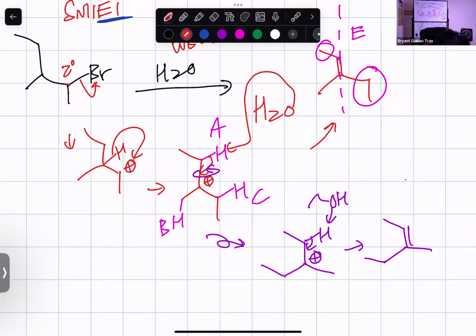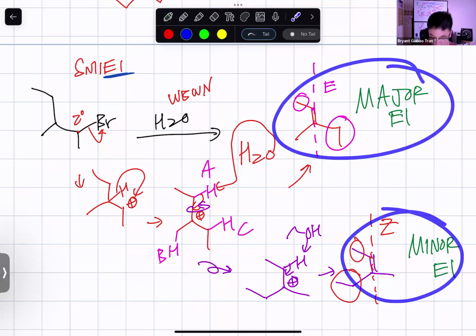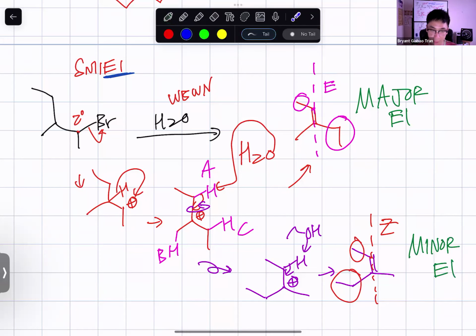Where E is going to be the major E1 product. Z is going to be the minor E1 product because of steric hindrance. But they're both minor in comparison to SN1 products. SN1 product is always major over E1.